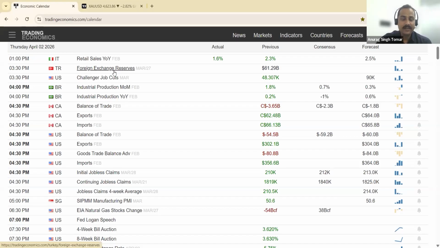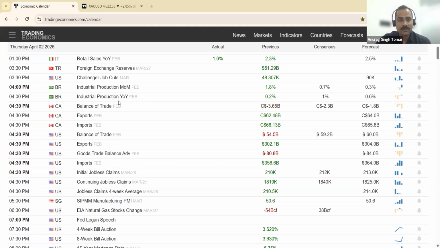So this will be the point of research for my team, to identify the reasons why they are selling gold, right? Especially Turkey. Russia is also doing the same thing. They are selling, and India and China are buying right now. Okay. Then we have the Challenger job cuts, which will have a minute impact on the prices.